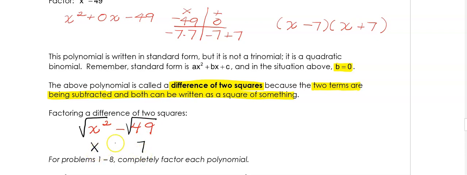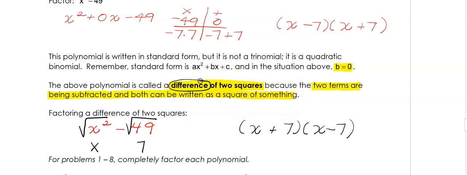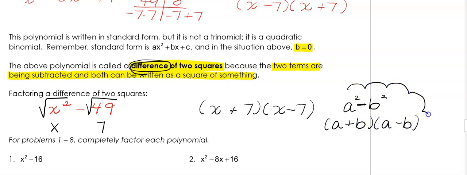You take those that you found and you always add them and you subtract them. The sign should always be different. The reason is because the middle term should be 0. So when you do the difference of 2 squares, if I have a squared minus b squared, it always has to be a minus. You take the square root of them and you will get a plus b, a minus b every single time.